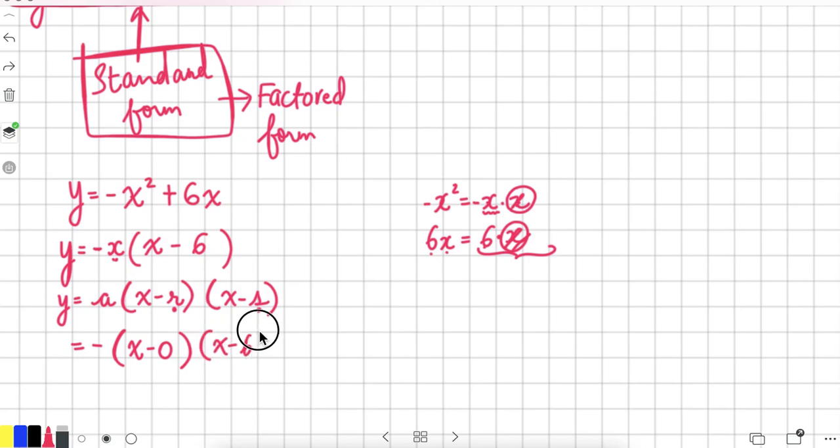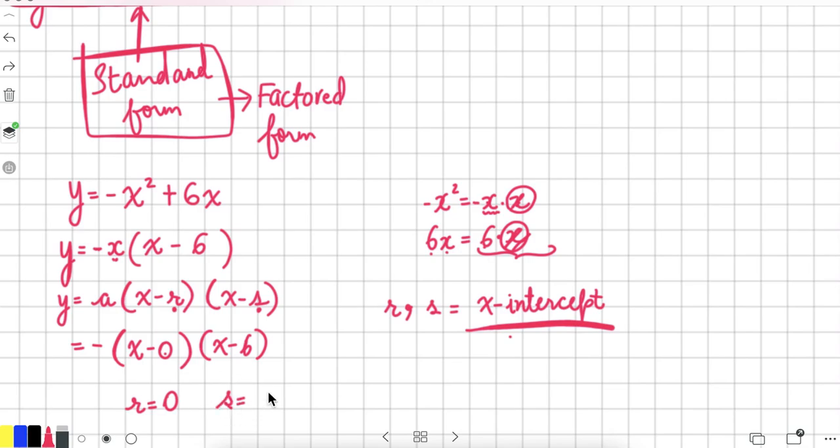Now if we compare these two, because r and s are both going to be the zeros, both the x-intercepts, I can easily identify the r and the s values. Let's find out. It's x minus r; here we have x minus 0, so we clearly see that r is 0. Another one, the s: it's x minus s, and this is x minus 6. So we easily see that s is 6.